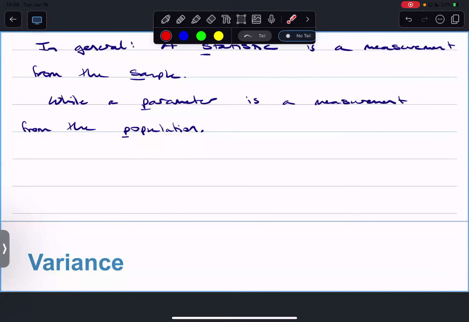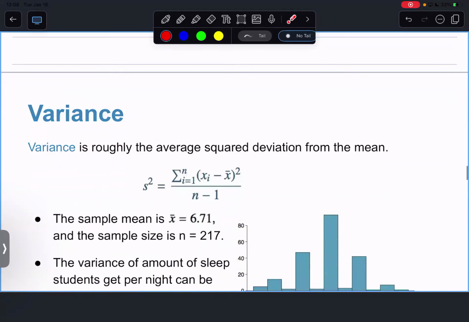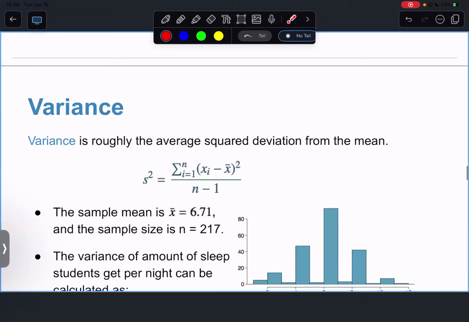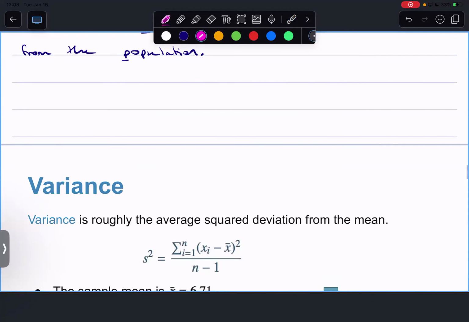So the mean, if we have a normal distribution, is our best measure of center. And if we have a normal distribution, then for the best measure of spread, we're going to use the standard deviation, but to get there, we need the variance. And so we'll introduce the variance, right?